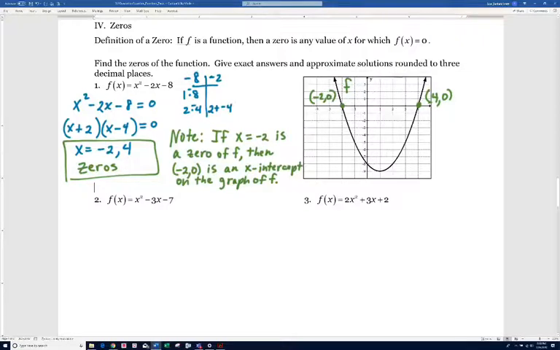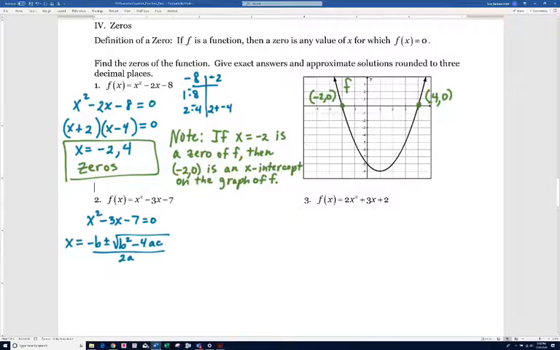Alright, so let's move on to number 2. Now, let's go ahead and set this equal to 0. Two numbers that multiply to negative 7 that add up to negative 3, we're not going to be able to factor this one. So I would go ahead and use the quadratic formula. It doesn't look like completing the square would be a good idea. Minus 3x, it's not an even number, the negative 3 there. So I'm just going to go ahead and use the quadratic formula.